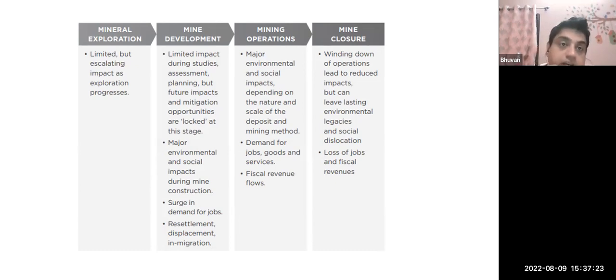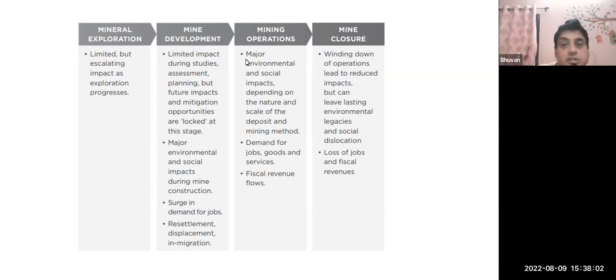If we talk about mineral exploration, during that phase there is limited but escalating impact as exploration progresses. Sometimes we use various kinds of machines, and although a very limited impact on the environment is observed, it still has some impact. Then we have mine development. During that stage, during the mining construction, we remove the vegetation and deforestation is occurring, and at that stage, the major impact on the environment and social fabric is observed.